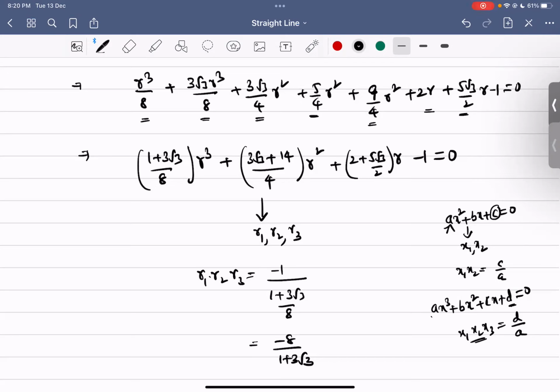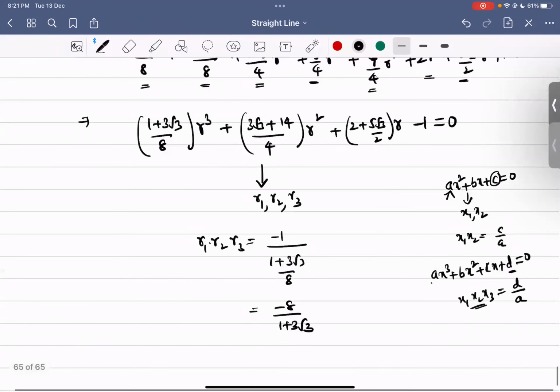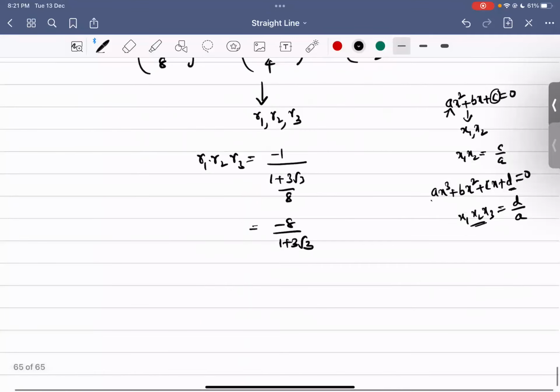Is it clear? Yes, sir. So this is one more question on parametric equation of a straight line. So here the distances, that's why what you do is OA is a distance, OB is a distance, OC is a distance. Therefore distance can never be negative. That's why you take the mod here. Therefore 8 by 1 plus 3 root 3.